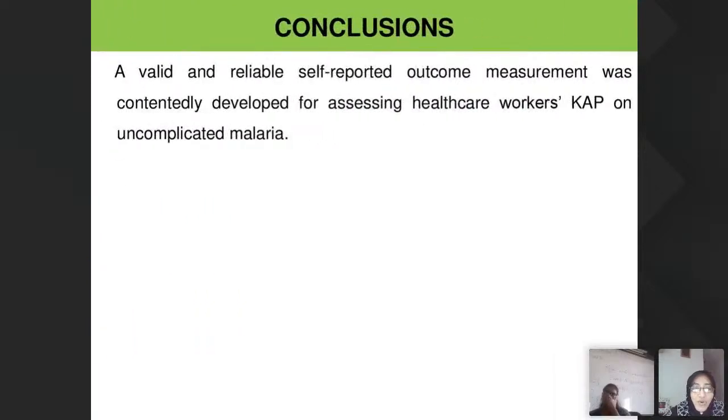For the conclusion, from our study, because we used both theories, CTT and IRT, we were able to delete the unnecessary items and come up with a validated and reliable self-reported outcome measure to assess healthcare workers' knowledge, attitude and practice on uncomplicated malaria.